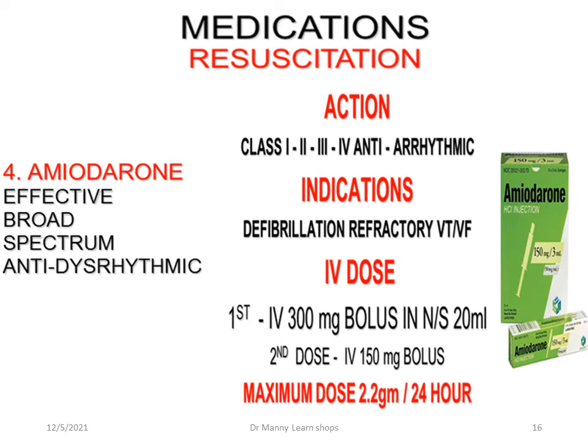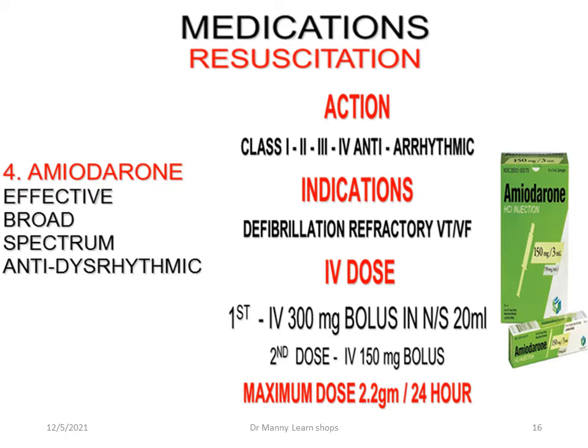Amiodarone is an effective broad-spectrum antidysrhythmic. Its action is class 1, 2, 3, 4 as an antiarrhythmic. Have a look at the pharmacology lectures that I provide in the Dr Manny Learn shops if you choose to. All explained very, very clearly.